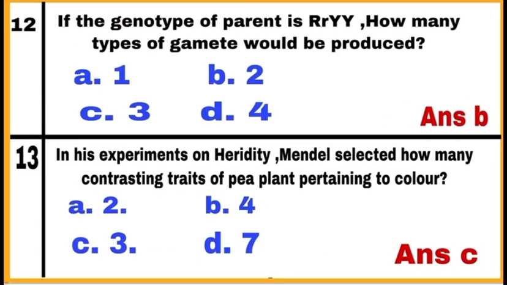Question 12. If the genotype of the parent is capital R, small r, capital Y, how many types of gametes would be produced? It will produce two types of gametes as there is only one heterozygous condition in the given example. So the correct answer is option B. Question 13. In his experiments on heredity, Mendel selected how many contrasting traits of pea plant pertaining to color? He considered 3 contrasting traits pertaining to color. These were flower color, pod color and seed color. So here mark C as the correct answer.